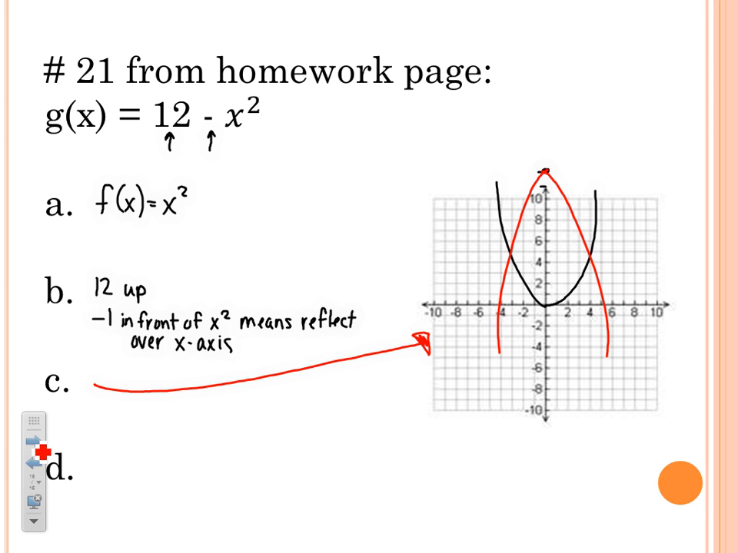Part D had us writing g in terms of the function f. So the parent function, remember, was the x squared part. So all you do, this is what's meant by that, your g of x function is going to be 12 minus the f of x part. The function is f of x, that's the x squared part, so you just substitute f of x in for that piece.